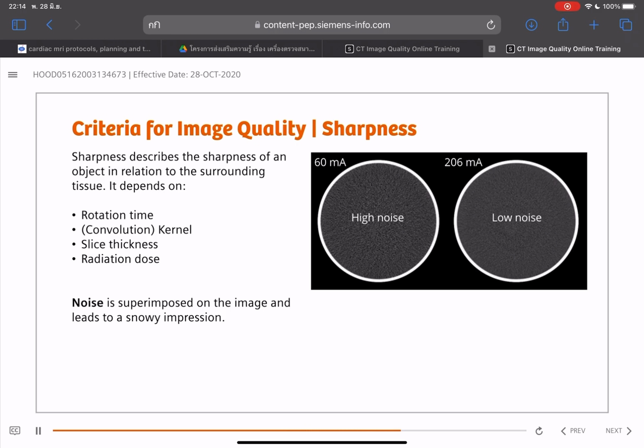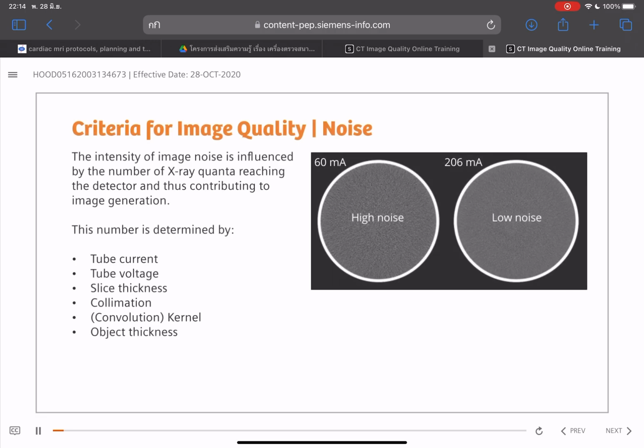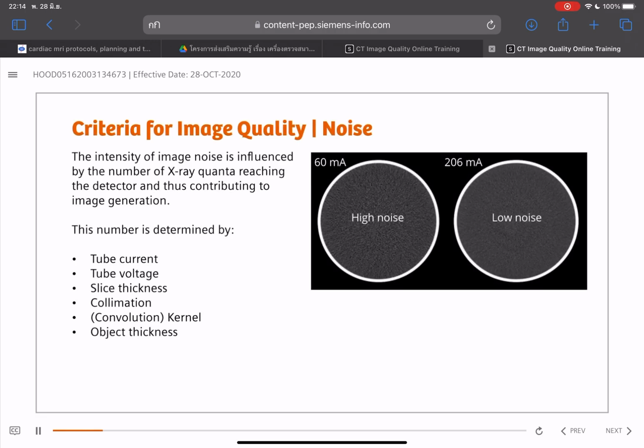Noise is superimposed on the image and leads to a snowy impression. The intensity of noise in the image is influenced by the number of X-ray quanta reaching the detector, thereby contributing to the generation of the CT image. The number of X-rays or quanta reaching the detector is determined by tube current and voltage, slice thickness, collimation, kernel, and the thickness of the object.